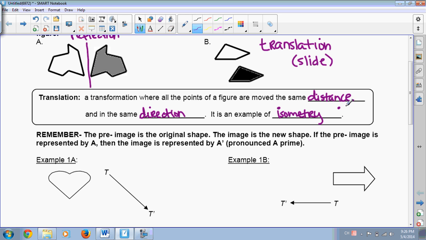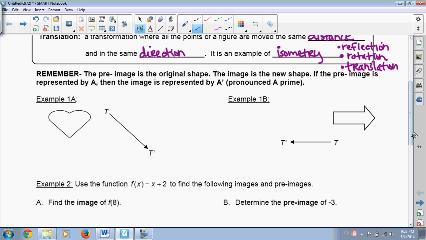And the types of isometry that we will be using are reflection, which we learned yesterday, because you're not changing the size, you're just flipping it over, a rotation, which we haven't learned yet, and a translation, which we are learning today. Okay, so those are called isometries. You're changing the position, but you're not changing the size of it.